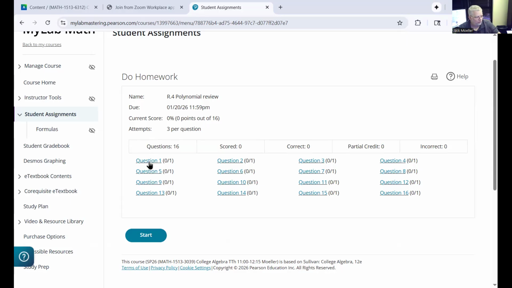I'm going to get this wrong on purpose, just to show you what happens. I'm going to say degree 3, and then for the leading coefficient, I'm just going to put a random number. Okay. Well, notice it says final check. Most of the time, you're going to get more than one shot at this.